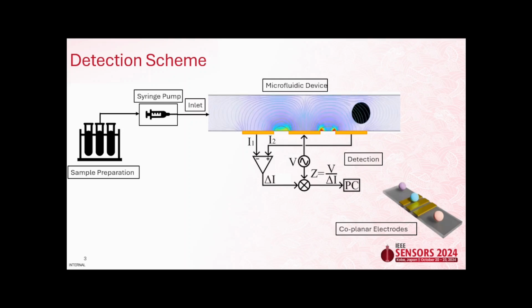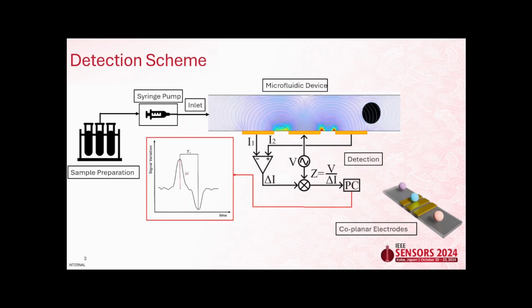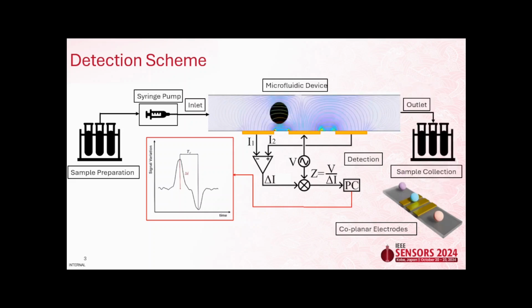When the particle passes through each sensing zone, it changes the impedance of that sensing area. And this change in the impedance can be read as a peak in the signal. Later, analyzing and studying this peak in the signal can give us information about the dimension, the shape, or other information that we want from the particle or from the microorganism. And at the end, we have the outlet of our system, and we collect our sample.